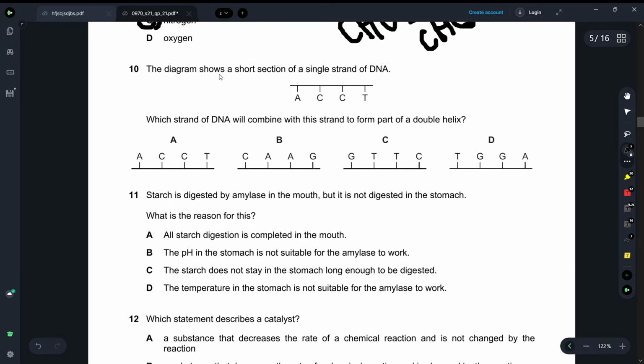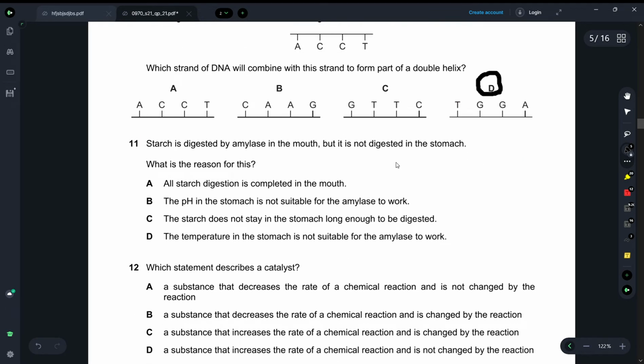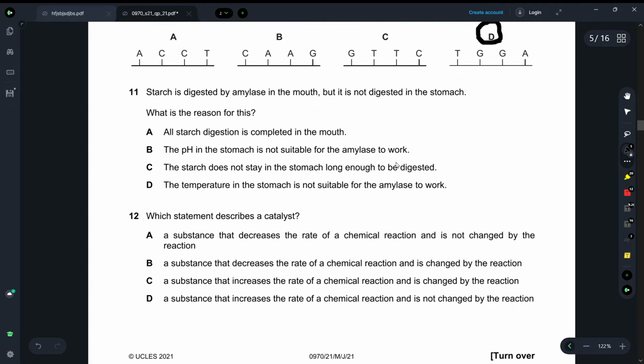Question 10. The diagram shows a short section of a single strand of DNA. Which DNA will combine with it to form a double helix? As I told you guys, it's A, T, C, G. So it's always A with T and C with G. It's D right away, because of A and T, and T and A. Very simple.